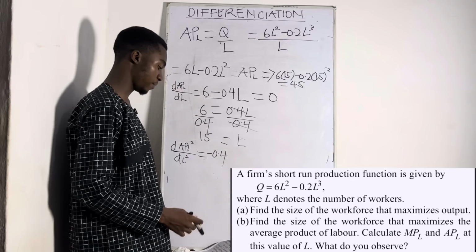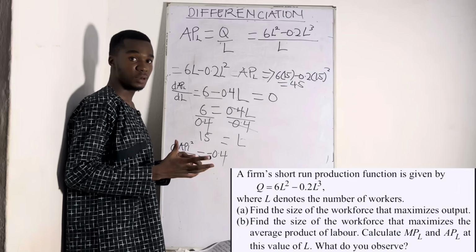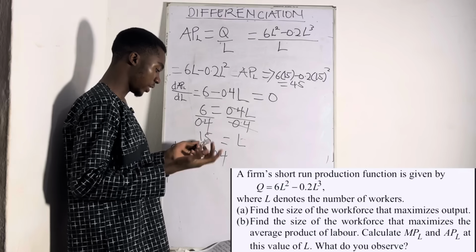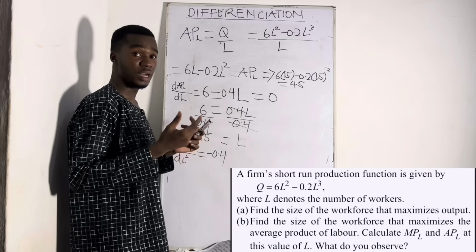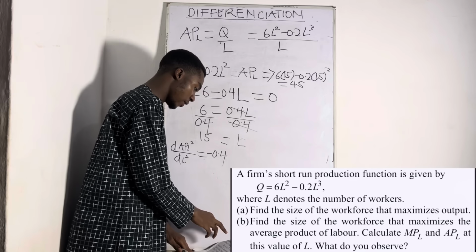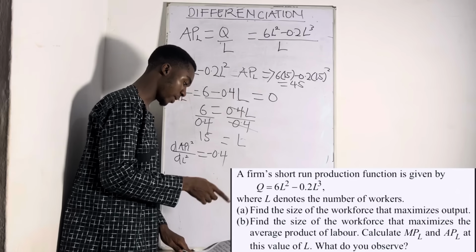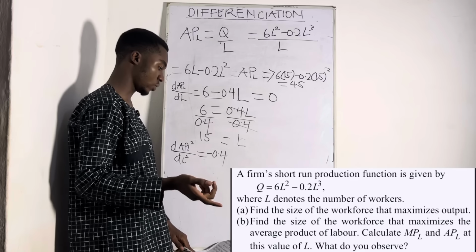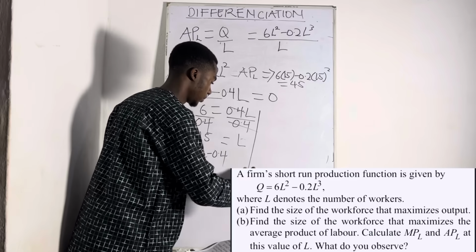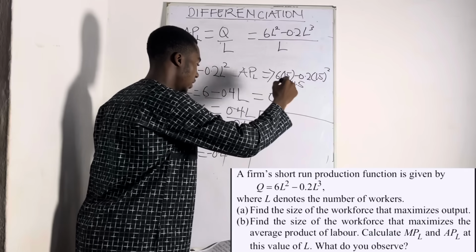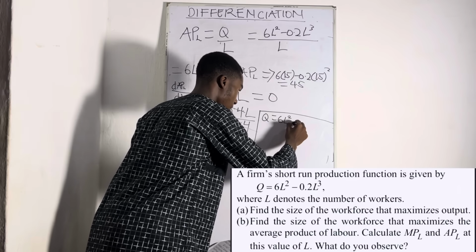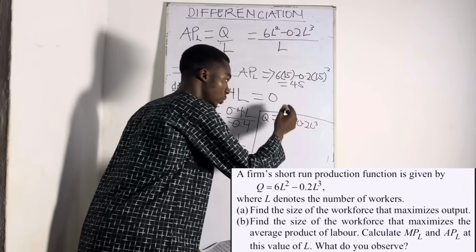Now let's calculate for the MPL. MPL is marginal product of labor, and if you want to find the marginal product of labor, you just differentiate the total product function. And the total product function is what is given in the question. They said a firm's short run production function is given by Q is equal to 6L squared minus 0.2 L cubed. This is the total product.